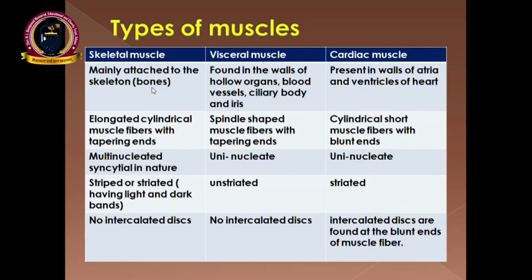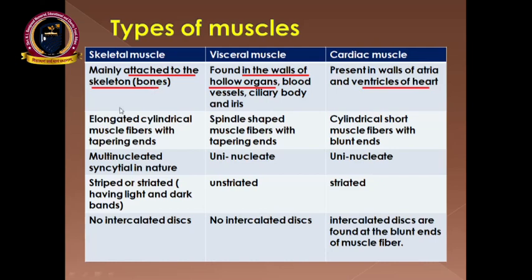Skeletal muscles, if you take up, they are attached to the skeleton, that is the bones. Visceral muscles are found in the walls of hollow organs like the digestive system and reproductive tracts. So there you find these visceral muscles, as well as in the walls of the blood vessels, and in the ciliary body and iris of the eye. Then cardiac muscles are found in the ventricles of the heart as well as atria of the heart. They are more prominent in the thick walls of the ventricles of the heart that help in pumping the blood.